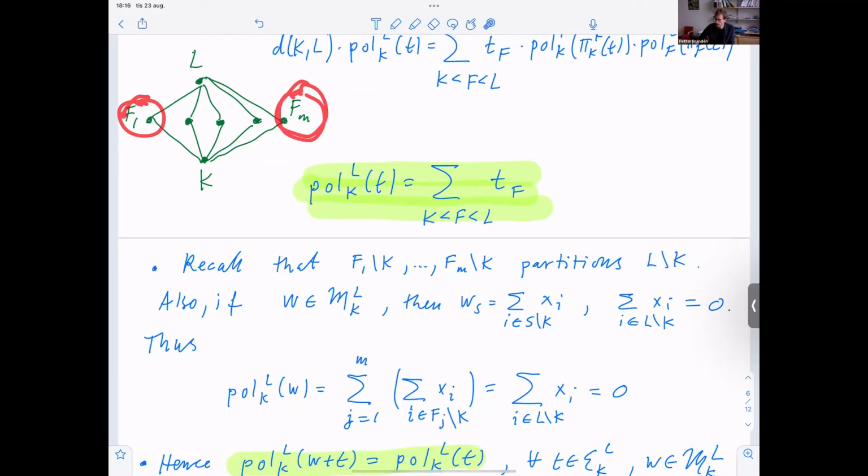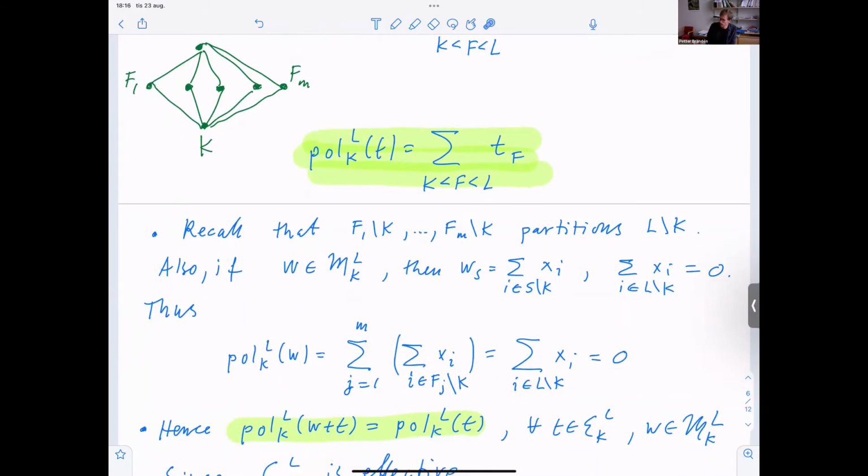If we take F1 take away k through Fm take away k, these will partition L take away k, because this is a lattice of flats. So these are the parallel classes. Recall that any vector in the modular space could be written as a sum of xi's, where the whole sum of xi is 0. So if we evaluate this linear polynomial at w, we plug in this sum of the xi's, but since these partition L minus k, we just get the sum of the whole thing, which is 0 by definition.